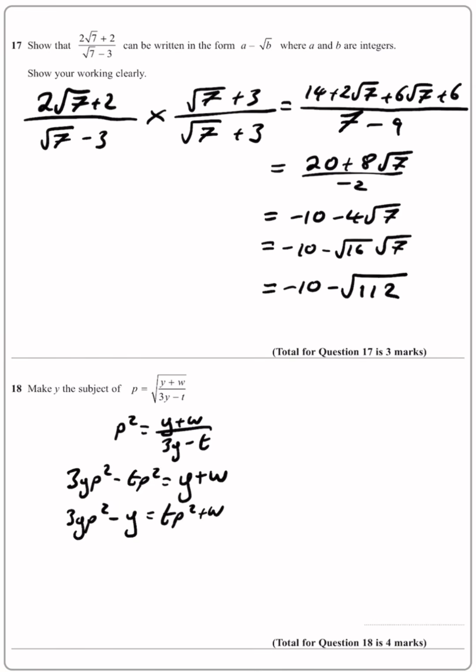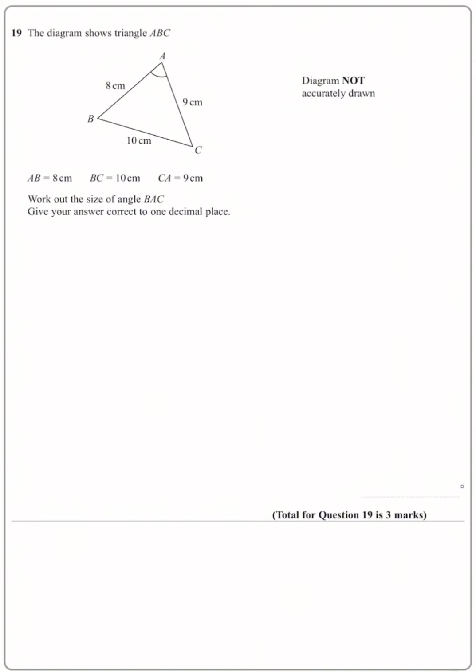Then I'm going to bring the y's onto the left and the non-y's onto the right. So subtract y from both sides, add tp squared to both sides, and factorize out the y. Y lots of 3p squared minus 1 is equal to tp squared plus w. Therefore, dividing by 3p squared minus 1, we get y equals tp squared plus w all over 3p squared minus 1. Anything equivalent to that is fine as well.